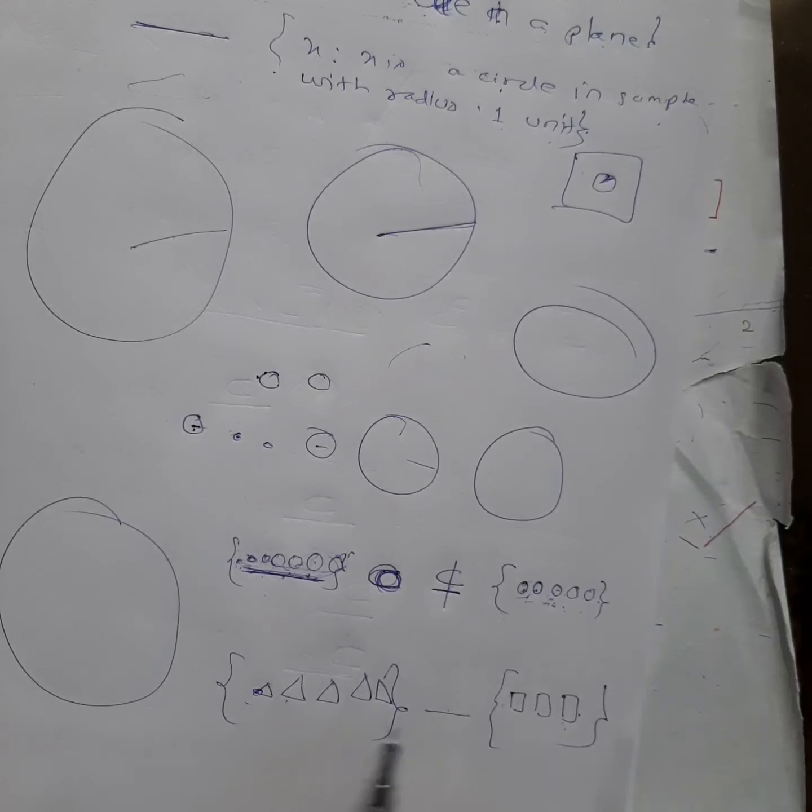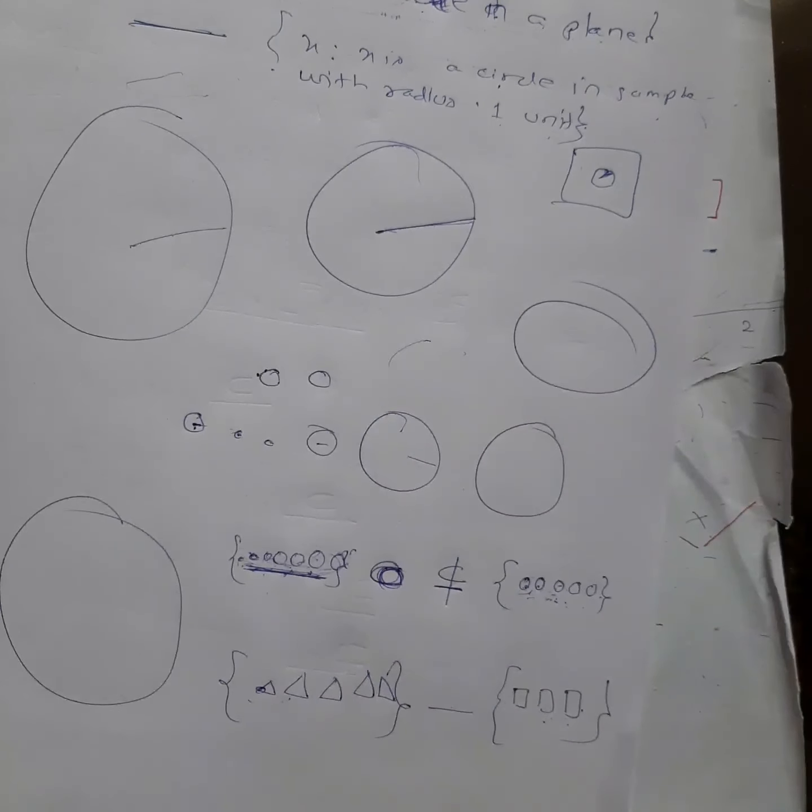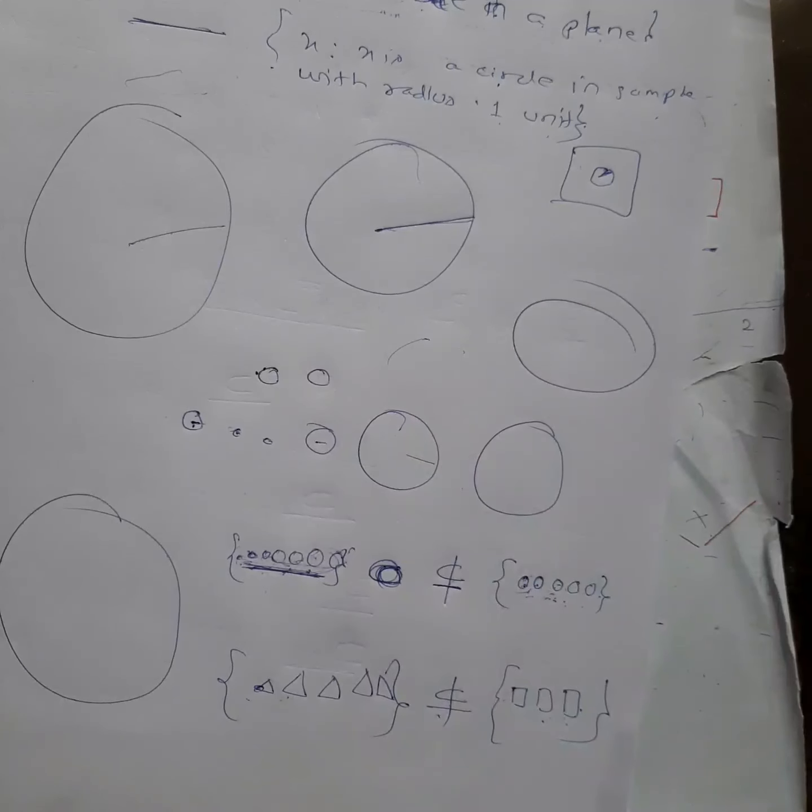To find whether it is a subset or not, what is the condition? The condition is all these elements must be present here. So obviously these triangles which you have in the first set will not be here, because this is a collection of rectangles. It's obvious. So this is not a subset. Okay.